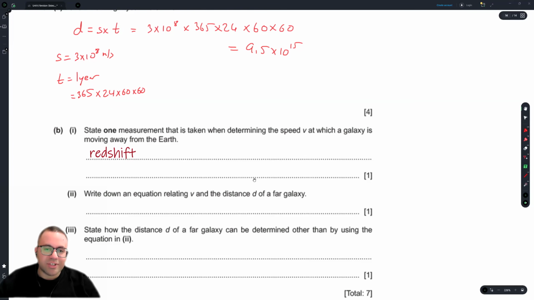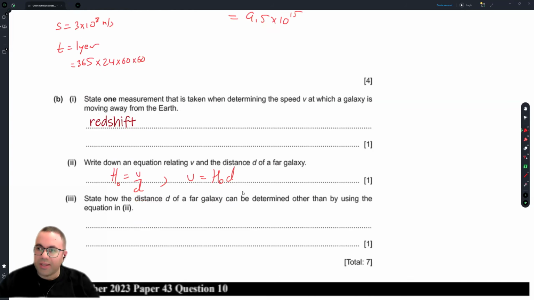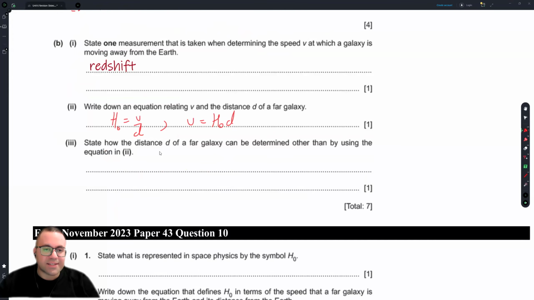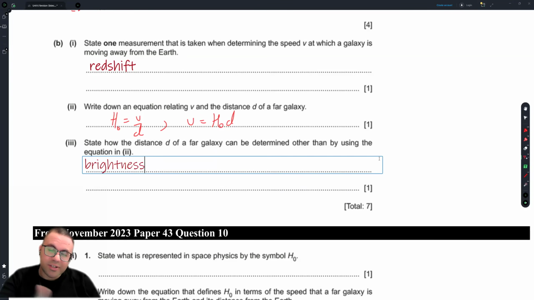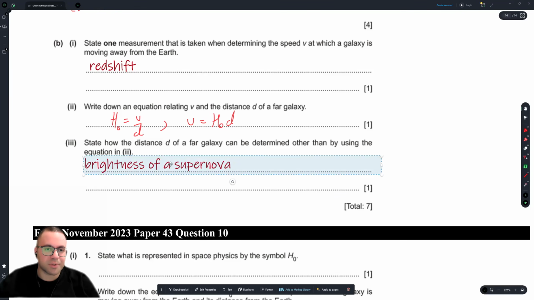Write down an equation relating V and D. Oh, this one's easy. H0 equals V over D. You can also write it as V equals H0 times D, rearrange it how you please. And then state how the distance D of a far galaxy can be determined other than by using the equation. Like I said, we use the brightness, but not the brightness of anything. We always look at the brightest thing ever and see how that changes. The brightest thing ever is a supernova. Nothing's brighter than a star exploding and dying, right?